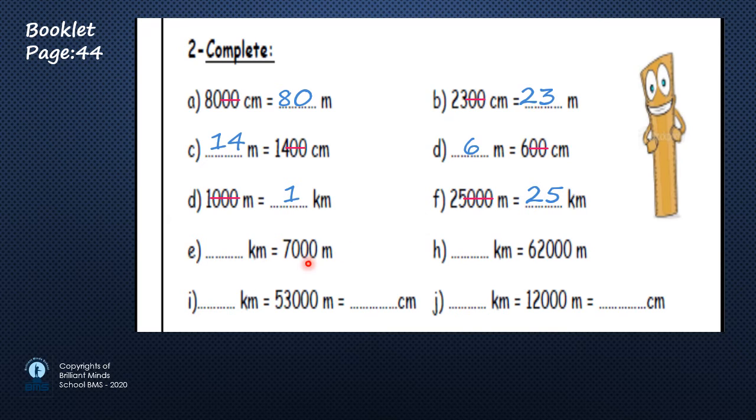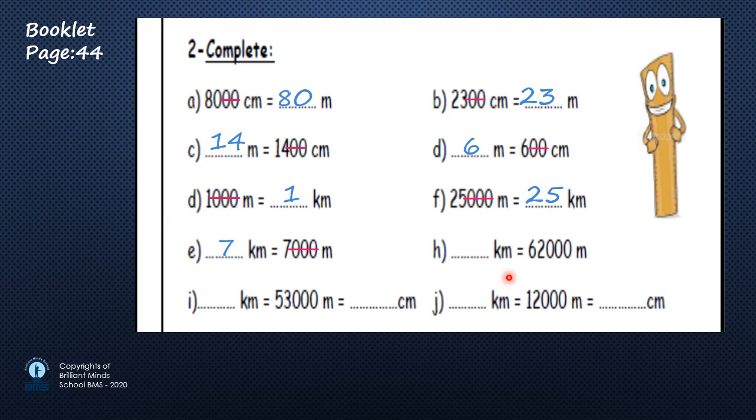The next one, number E, space kilometer equals 7,000 meter. Okay, I'm moving from meter to kilometer, from small to big, so we're gonna divide. Divided by how much? Divided by 1,000, which means cancel 3 zeros. What left after we cancel the 3 zeros? 7. Yay, super.